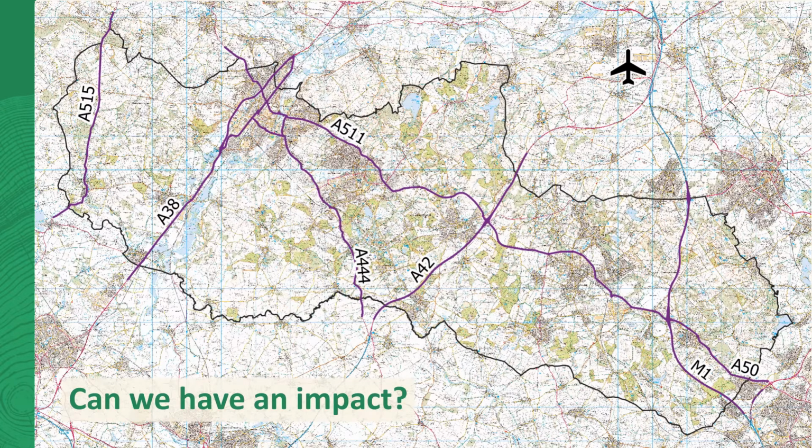So this map just shows you again the area of the National Forest, but I've highlighted the major roads that run through the forest. So you can see there's a number of roads that completely cut straight through, and a lot of these are big commuter roads. So you've got the M1, the A42, they get a lot of traffic along these roads.